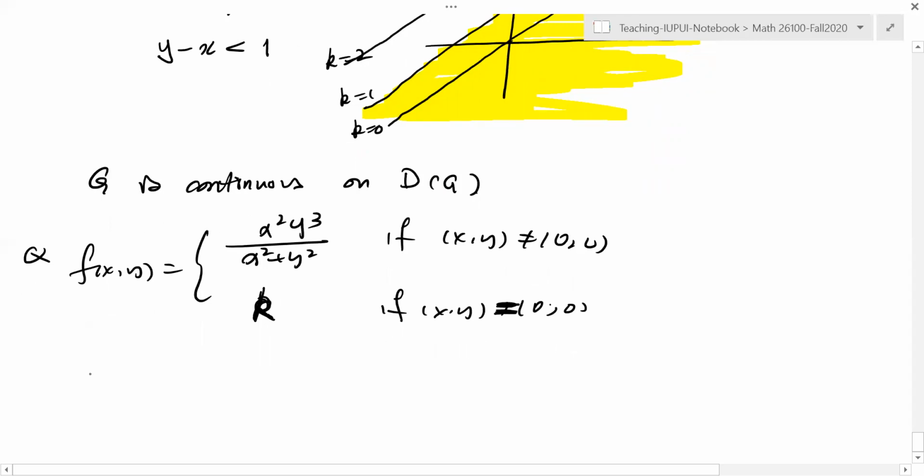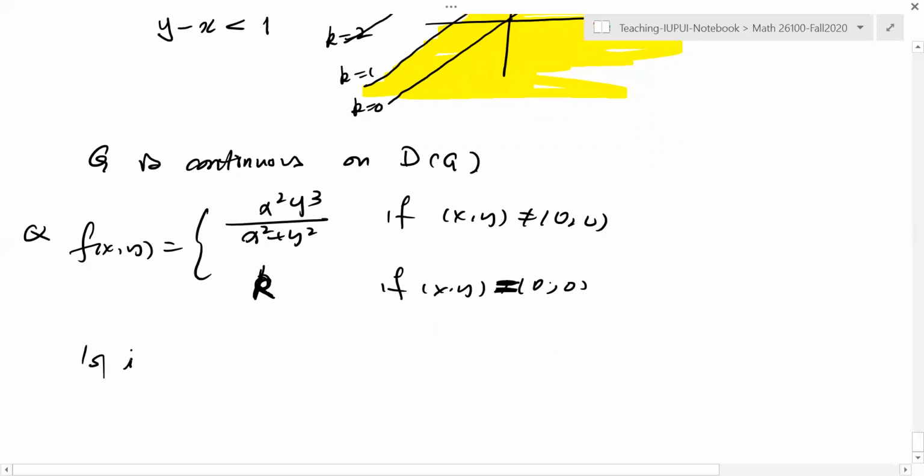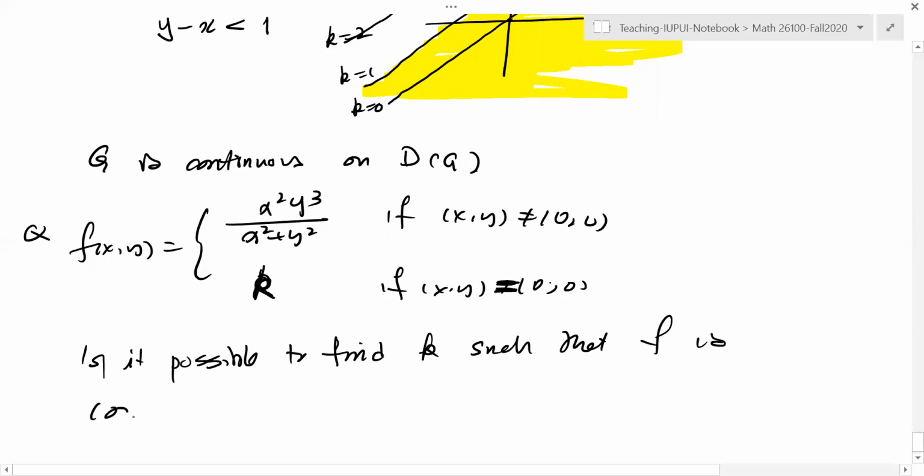Right, so we want to find the value of k so that this becomes a continuous function everywhere. Is it possible? Okay, so the question: is it possible to find k such that f is continuous at the origin? Because it's continuous away from the origin, no problem.